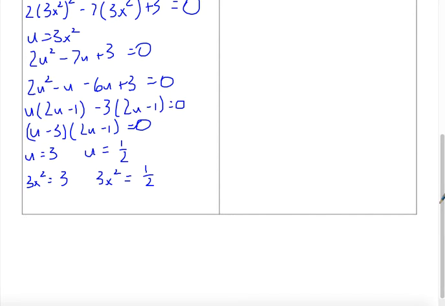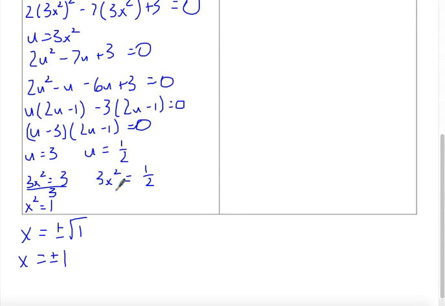So this one I could divide by 3. We get x squared equals 1, which means that x is equal to plus or minus the square root of 1. So x equals plus or minus square root of 1 is just 1. So x equals positive or negative 1.